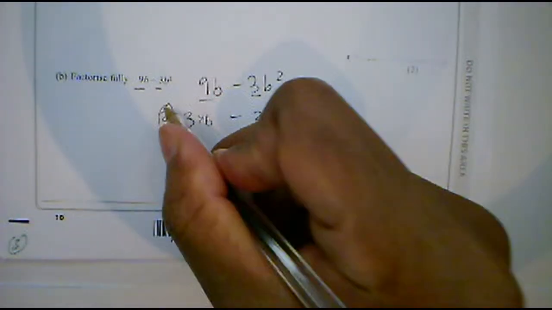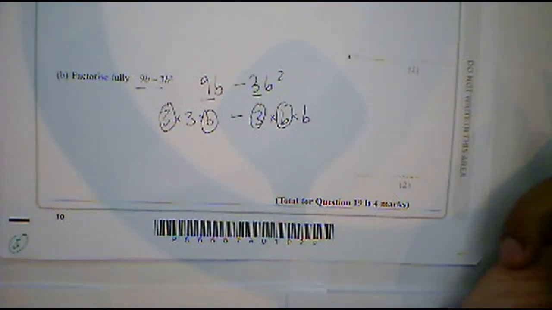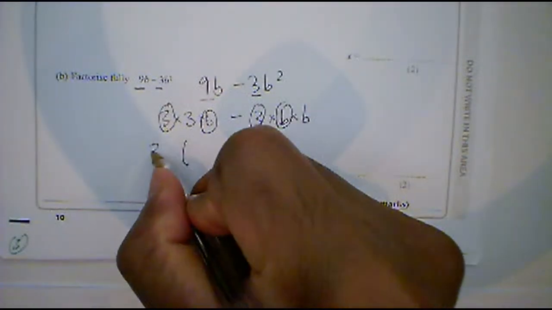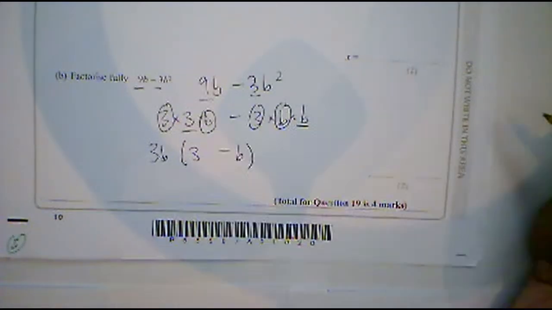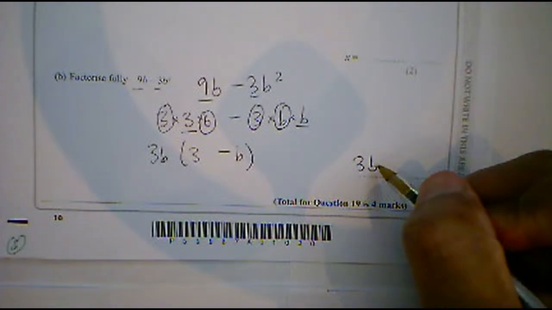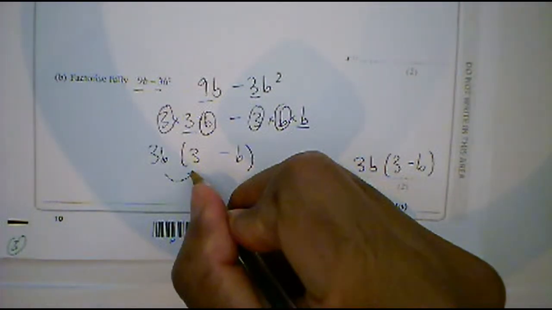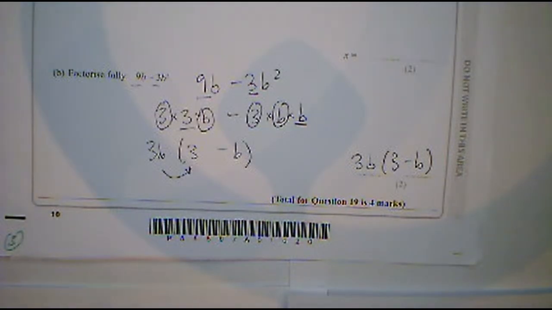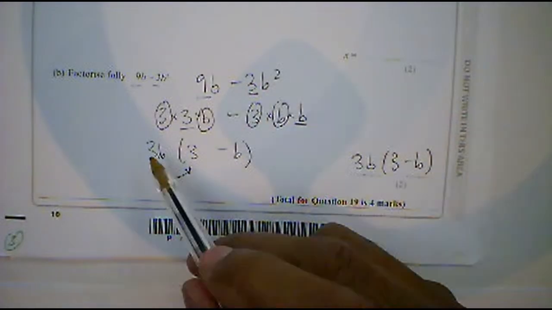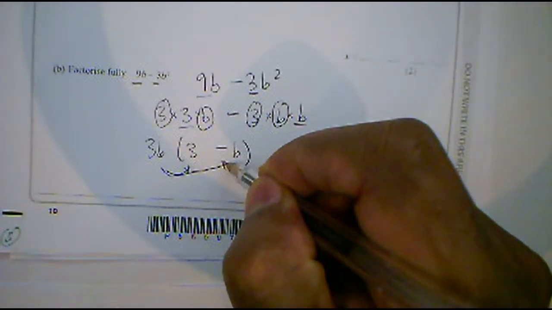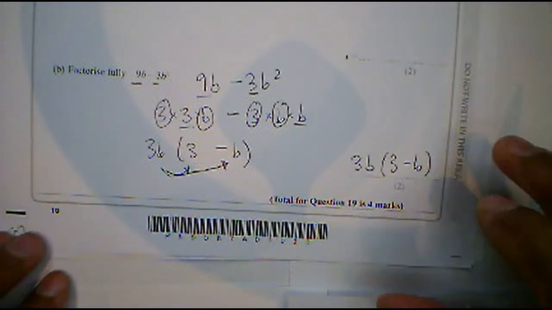And so I can spot, I've got a 3 here and a 3 there. I've got a b here and a b there. So I can take them out, 3b. I've got 3 left, take away b here. So that's my final answer, 3b, bracket 3 minus b, close bracket. And now if I expand this, I can see that 3b times 3 gives me 9b, and 3b times b gives me 3b squared. So that is my final answer, and it does match.